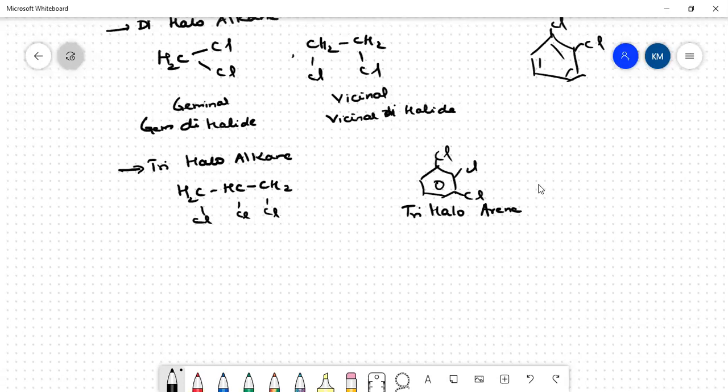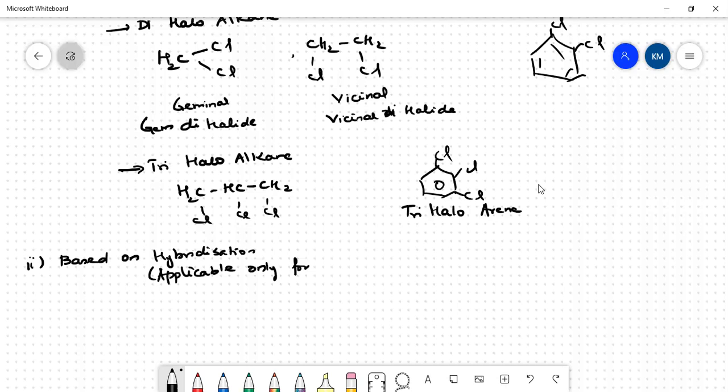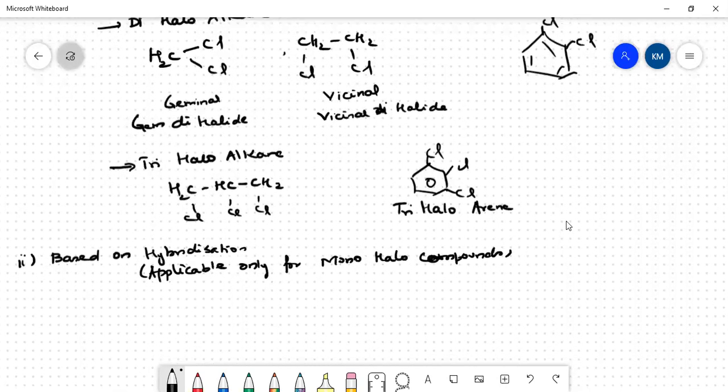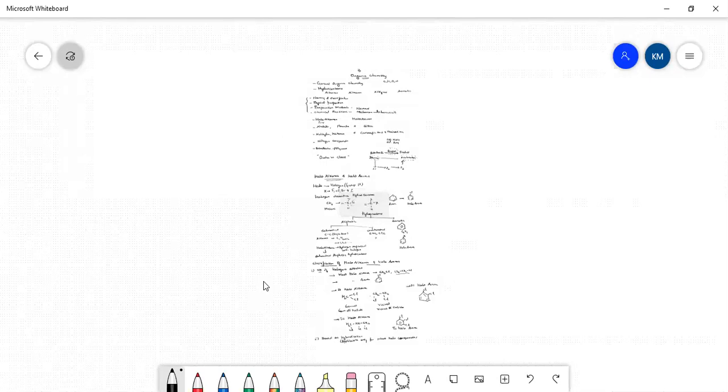So this is the first one. The second classification is based on the hybridization. Okay, now idhula enna na, this is applicable only for mono halo compounds. சரியா? So mono la only one alkane, only one halogen ila irukra idhula da hybridization vechi classify panna porom.